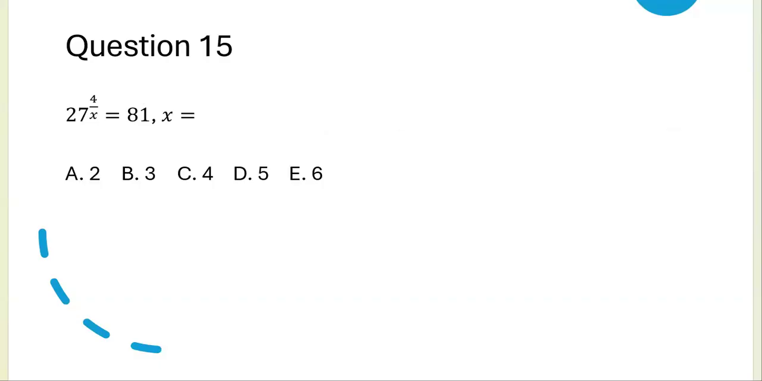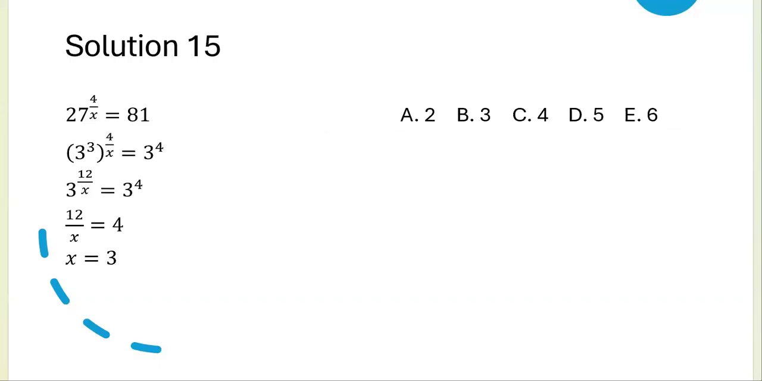Okay, how about this one? Hopefully you have the technique down now to solve these exponential equations. We write them as 3 to some power. So 27 is 3 cubed, 81 is 3 to the 4th. Dividing these exponents, it becomes 12 over x. So 12 over x is equal to 4. x is equal to 3.